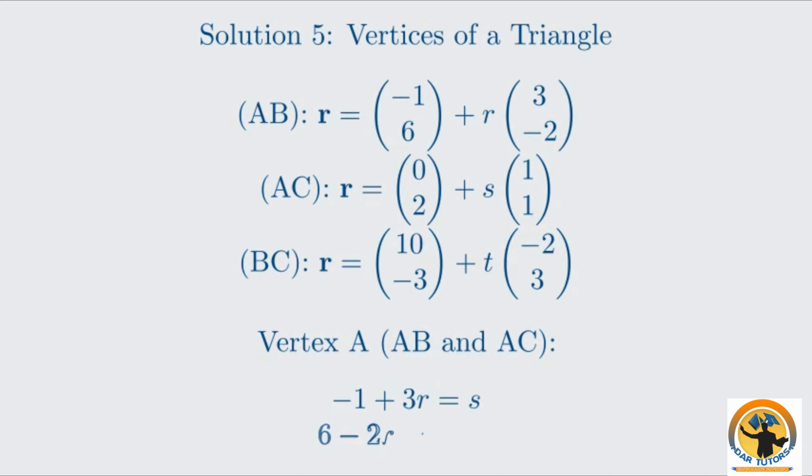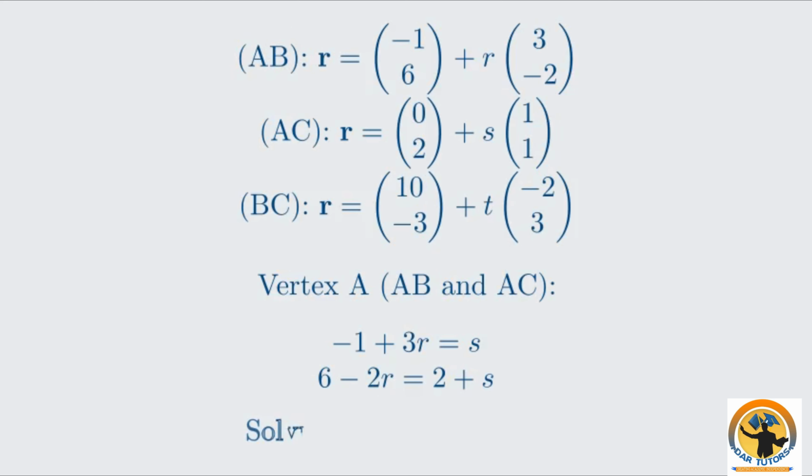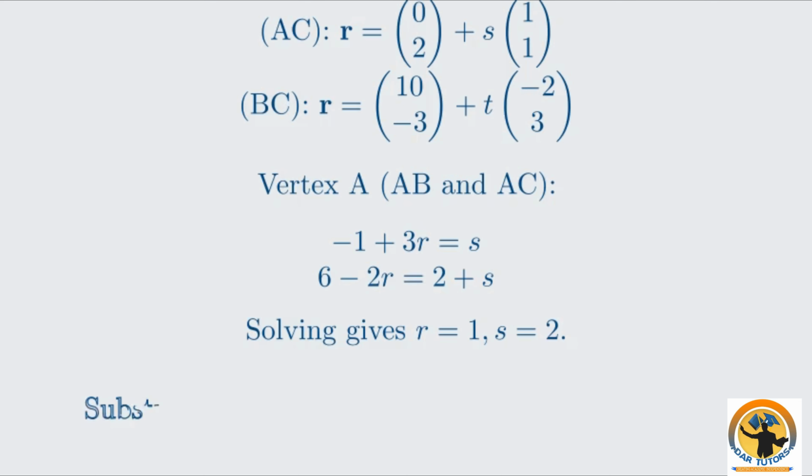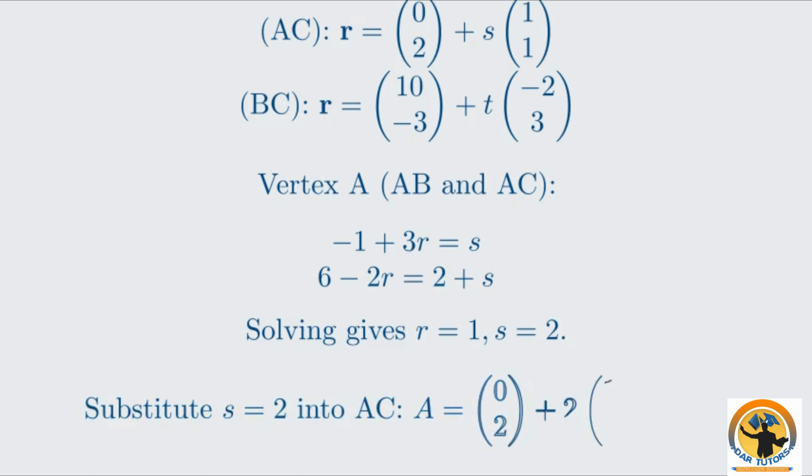Equating their components gives a system of 2 equations. Solving this system gives r equals 1 and s equals 2. Substituting s equals 2 into the equation for AC gives the point A at (2, 4).